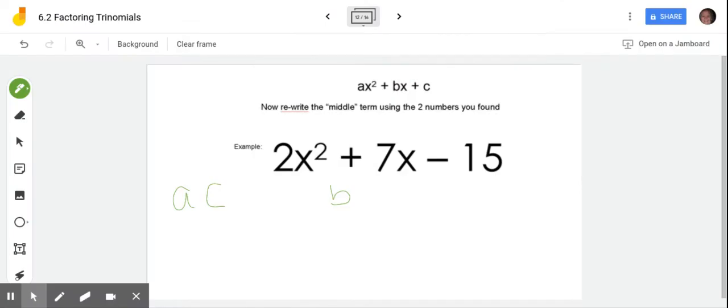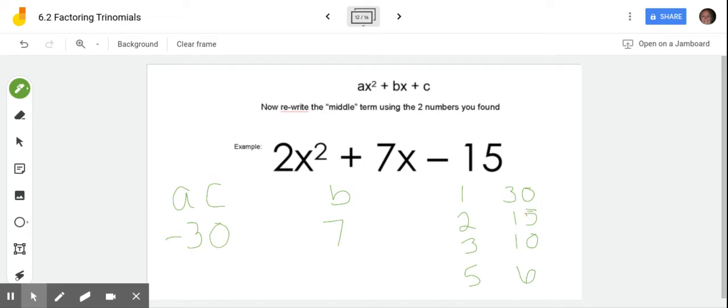So I have A times C, and I still want them to be combined to B. So 2 times negative 15 gives me negative 30, and I want factors of negative 30 to add to 7. Multiply A times C, combine to B. Okay, so I'm going to list my factors of 30: 1 and 30, 2 and 15, 3 and 10, 5 and 6.